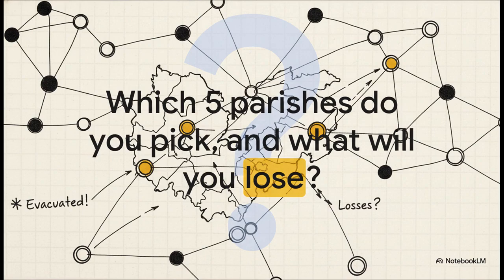Close out this explainer, grab your pen, and open up that physical notebook. Here is your starting prompt. If you can only afford to measure 5 parishes during this evacuation, which 5 do you pick and what exactly are you willing to lose?